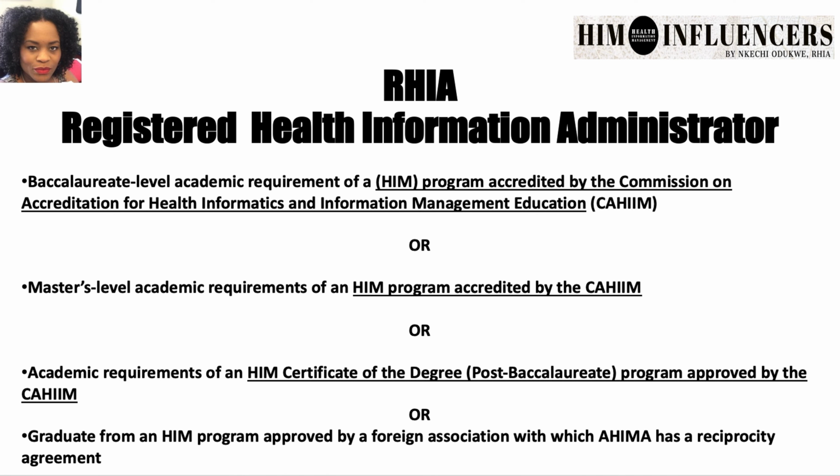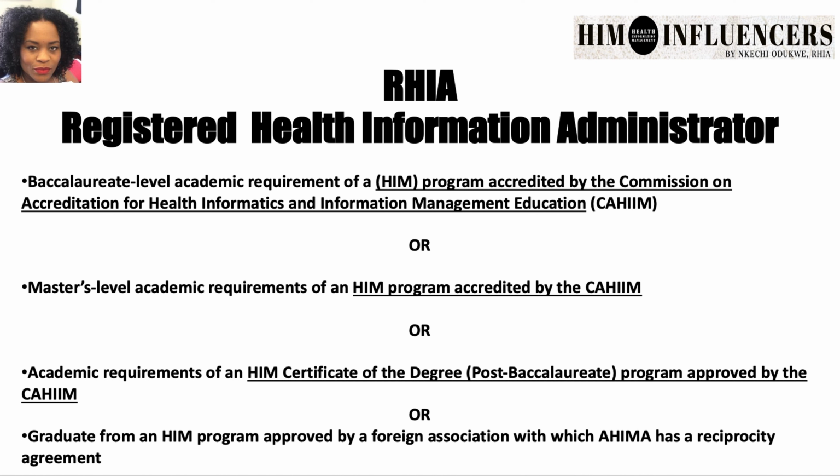Now, let's talk about 4 different methods you can use to obtain your credential. First and foremost, you want to make sure you have a bachelor's level academic requirement within an HIM program that is accredited by CAHIIM. That's the Commission on Accreditation for Health Informatics and Health Information Management. So now another thing you want to look at is the master's level. With your master's, you want to get the academic requirements for a HIM program accredited by CAHIIM.